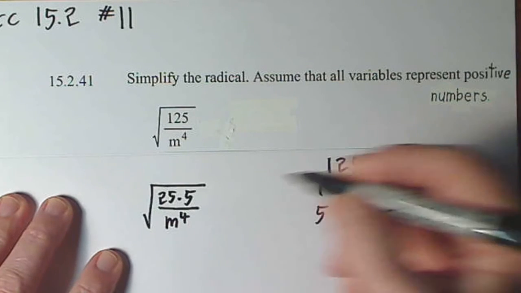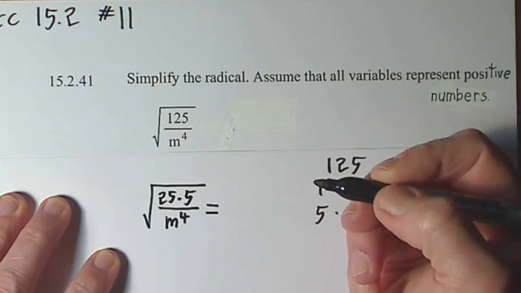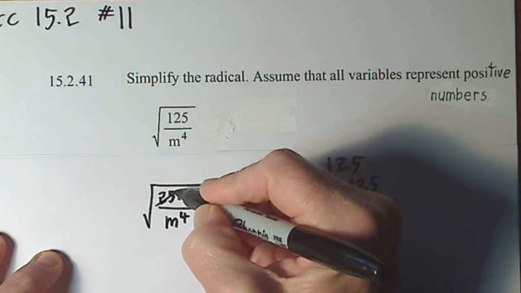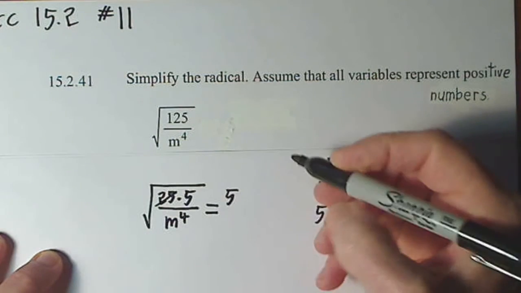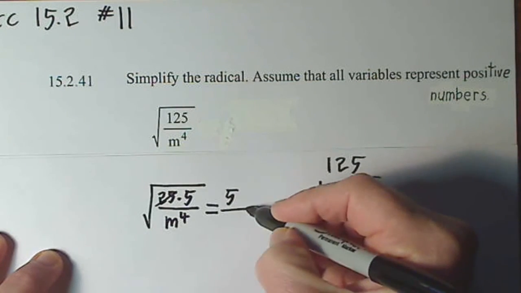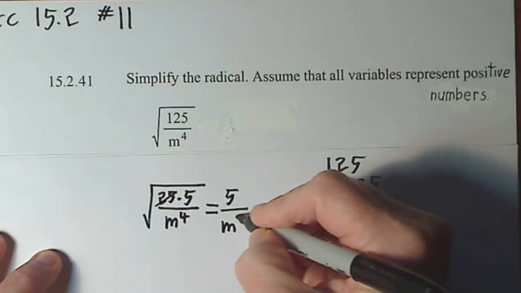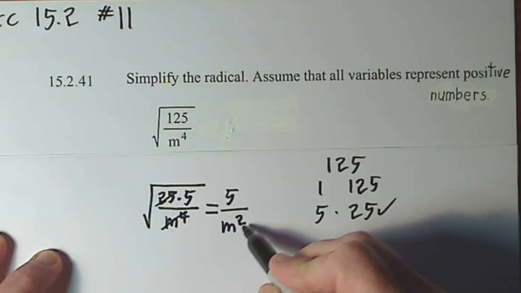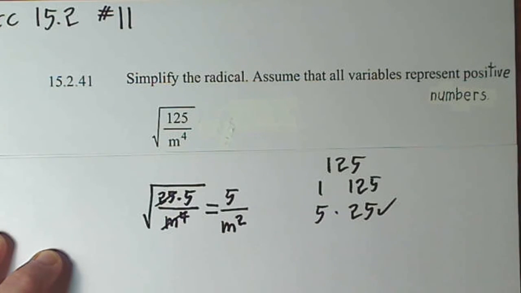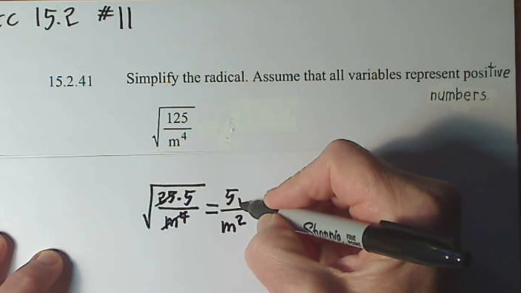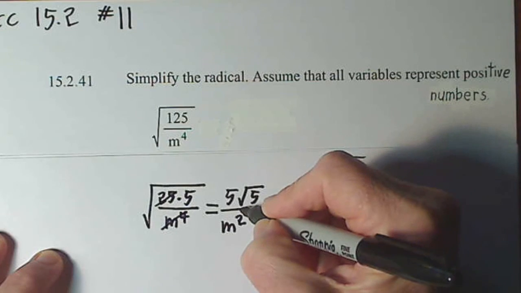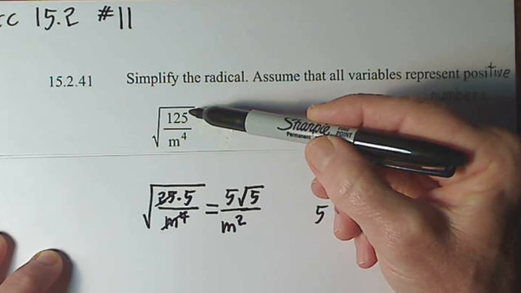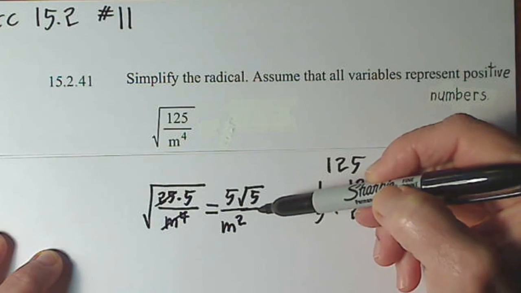So I can take the square root of this, and I think I'll work sideways since I have a rational expression. The square root of 25 is 5. The square root of m to the 4 is m squared. And you notice this the square root of m to the 4 is m squared. So the only thing left in here is a 5. Well, that's still under the radical. So your simplified form of this expression is 5 times the square root of 5 over m squared.